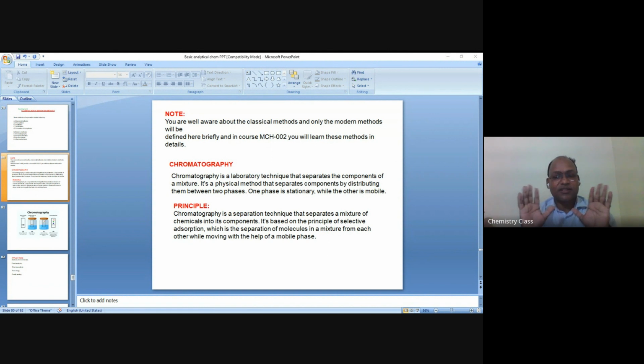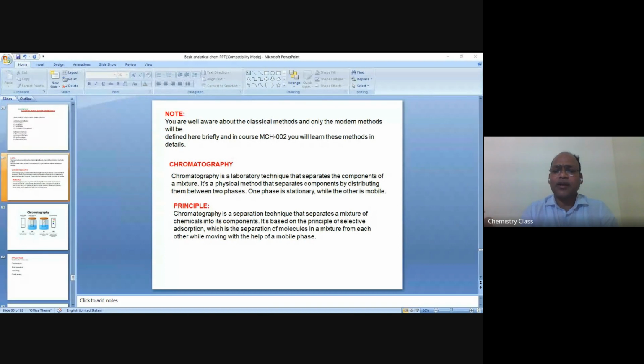I am trying to explain things in the right way so that you can understand what is stationary and what is mobile. Here, due to the mobile nature of the water, it passes through the filter paper, but due to the stationary nature of the sand, it remains on the filter paper. So they are separated out, but actually there are lots of things in chromatography. A suitable adsorbent should be there.